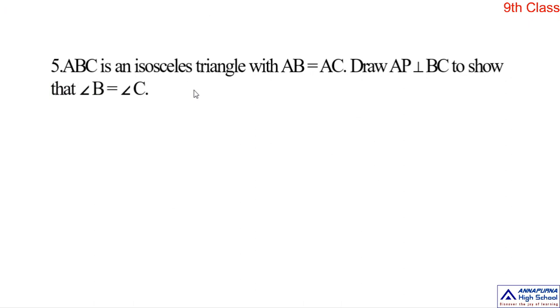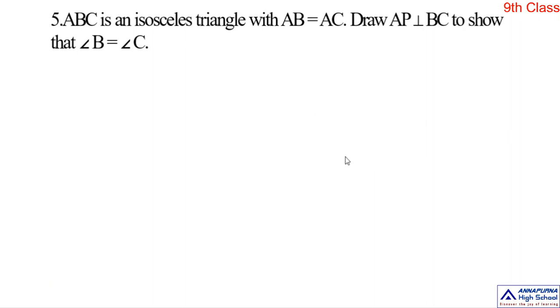Next, fifth problem. ABC is an isosceles triangle with AB equal to AC. Draw AP perpendicular to BC. This is the construction. We have to show that angle B is equal to angle C.